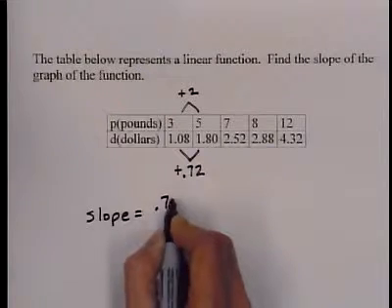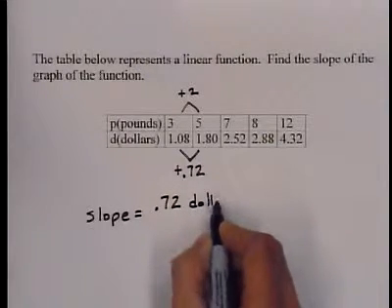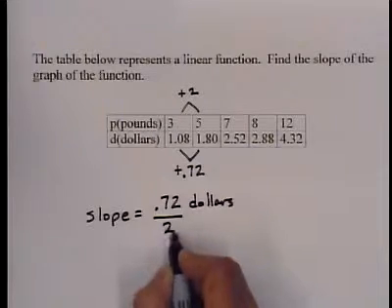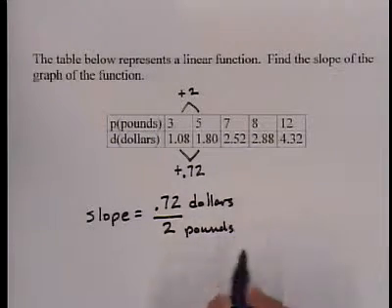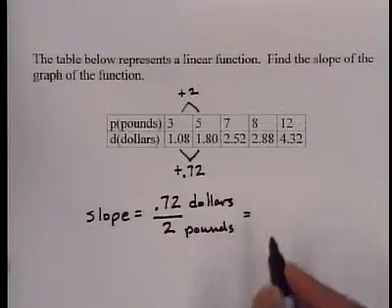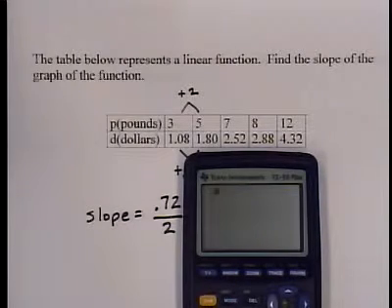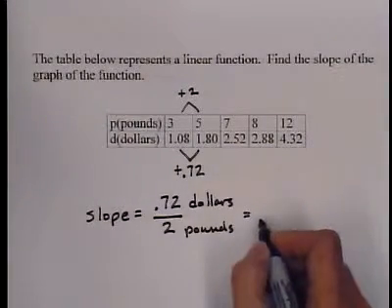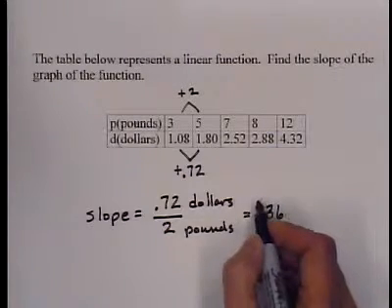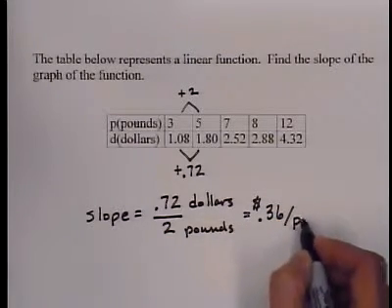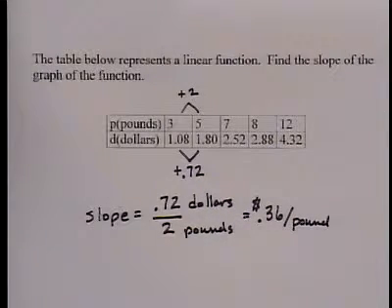We'll say it's 0.72 and attach units, dollars per 2 pounds. We shouldn't leave a decimal in a fraction, so let's divide that using a calculator. We'll do 0.72 divided by 2. The end result of that is 0.36. So we'll say our slope is $0.36 per pound. Well, let's continue by looking at another example.